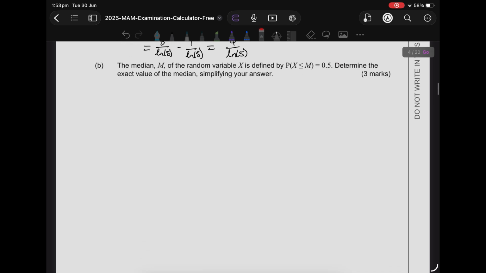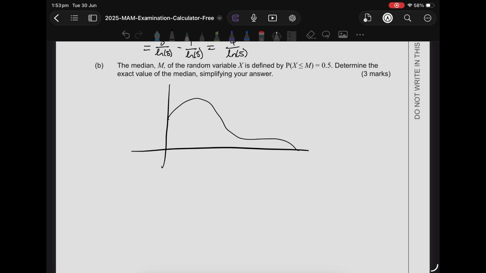Now, part B asks us to determine the exact value of the median and defines the median as some point where the probability equals 0.5. To fully understand this question, recall that a probability density function looks something like this, and to find the probability, all we have to do is find the area under the curve. And so we're looking for some point m where the area underneath the curve equals 0.5 of the total area. Therefore, the probability is 0.5.